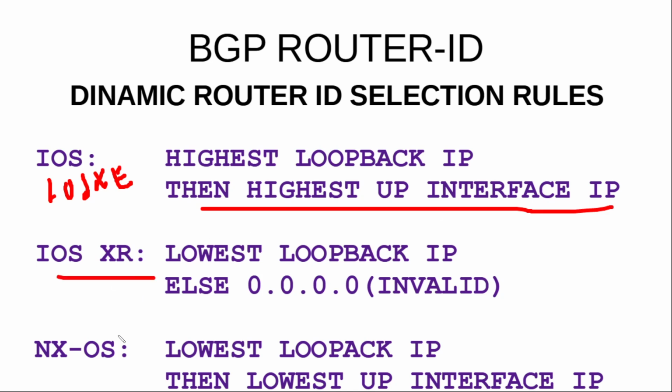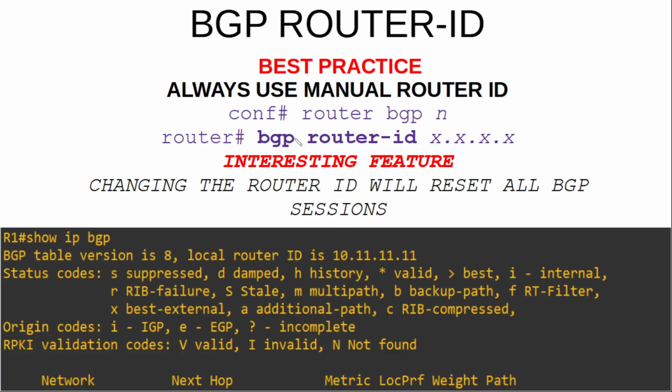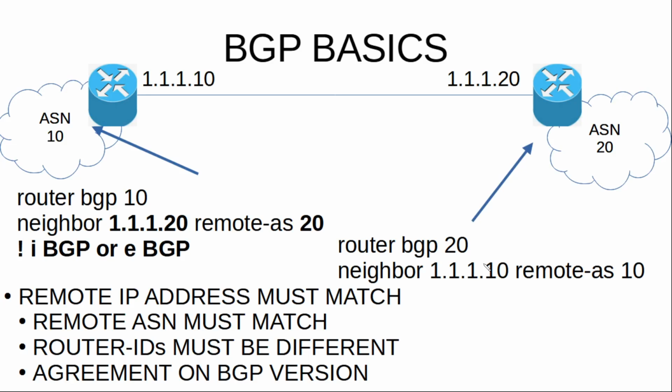For IOS XR or Nexus, the opposite will happen. We are going to go for the lowest IP address in our interfaces. You can configure the router ID this way. Changing the router ID will reset your BGP sessions. You can use this command to know what your current router ID is.